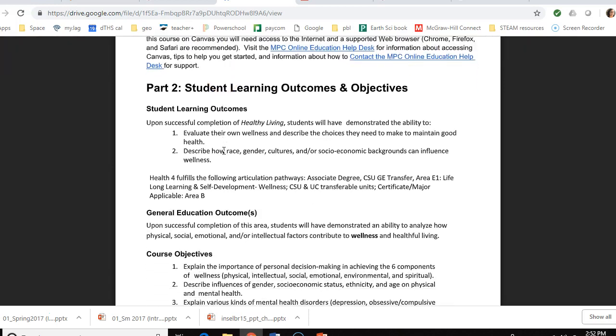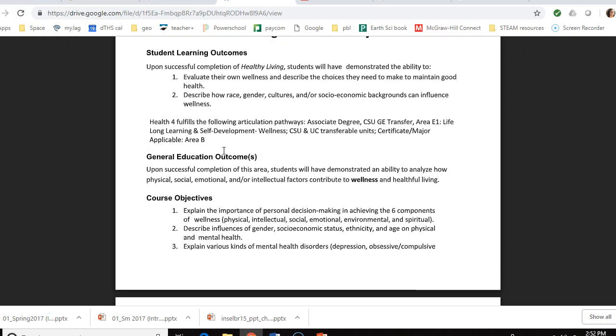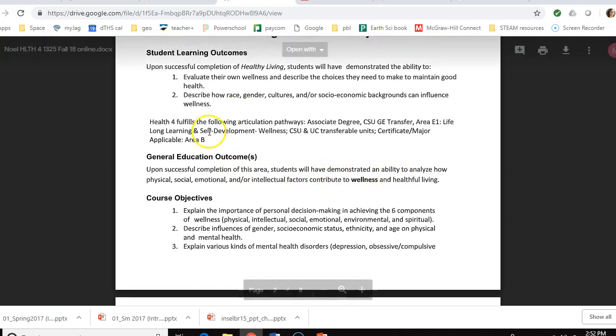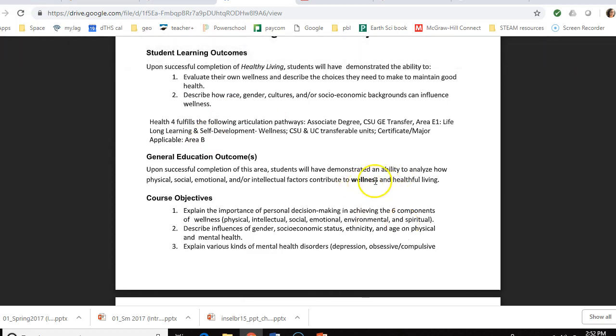We talked about the learning outcomes. In general, the point of this class is that you're going to demonstrate an ability to analyze how the different aspects of wellness contribute to your overall wellness and healthful living. Now, this doesn't mean you're going to come out of this a perfect human being. There are no perfect human beings. There are people who want you to think they're perfect, but nobody is. It's an ongoing process and struggle for everyone.